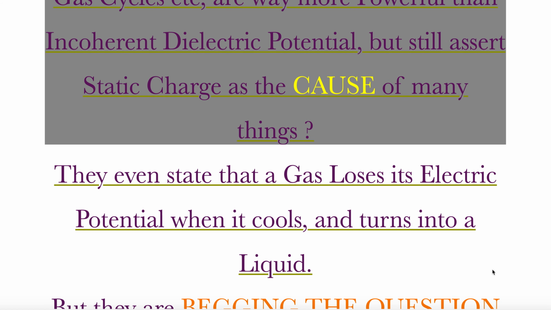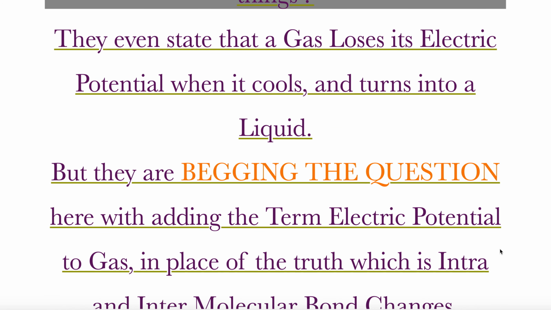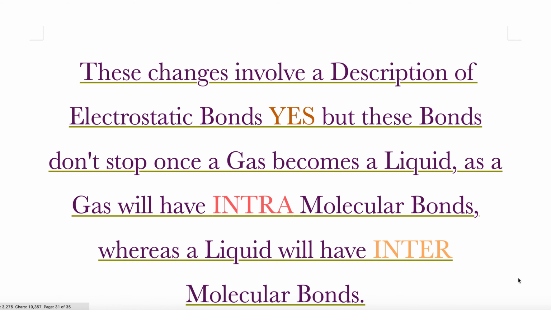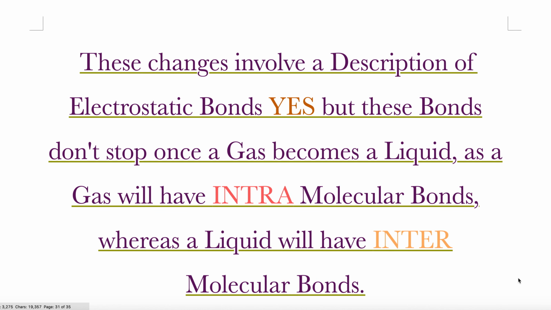They even state that a gas loses its electric potential when it cools and turns into a liquid. But they are begging the question here and adding the term electric potential to gas in place of the truth, which is intra and intermolecular bond changes. These changes involve a description of electrostatic bonds. Yes, the description of it is electrostatic bonds, I'm not denying that. But these bonds don't stop once a gas becomes a liquid, as a gas will have intramolecular bonds, which bond the molecule together, whereas a liquid will have intermolecular bonds, which bond the molecules to other molecules.